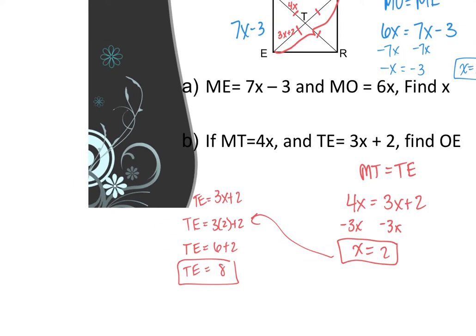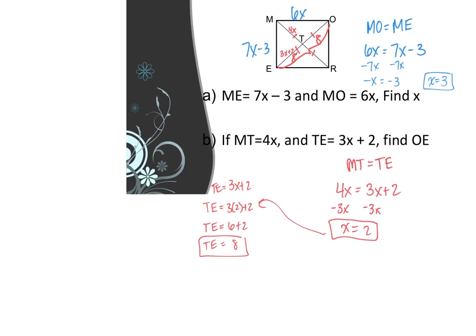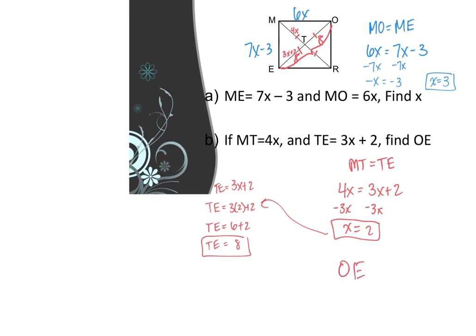So if we know that this little piece, 3x plus 2, is 8, do you agree that OT would need to be the exact same length? Yeah. So if this is also 8, what's the length of the whole thing? 16. So OE equals 16. You can think about it as taking TE, adding it to itself, adding another piece that's the exact same length, or just multiplying it by 2.